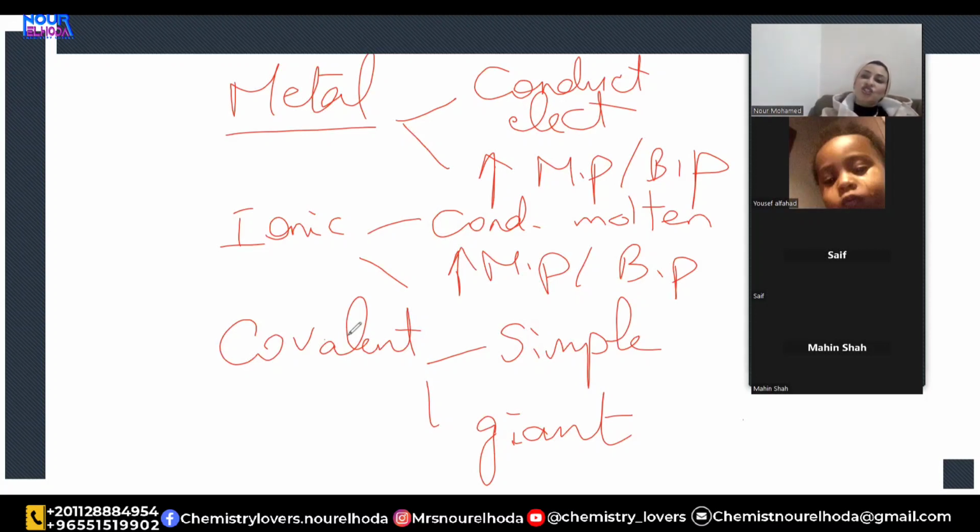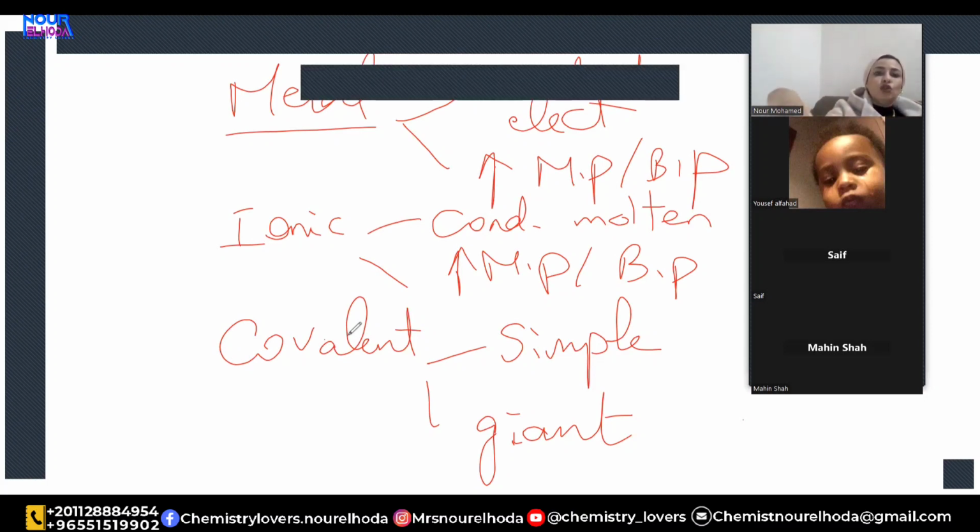طب when do I say it's giant? It's a giant one, a macromolecule, it's big. يبقى this means it has a high melting and boiling point. Okay, is it clear? يبقى covalent compounds, if it is simple covalent, like what simple covalent? Like water, carbon dioxide, methane, ammonia, all of them simple, يبقى this means it has a low melting and boiling point. If it is giant, this means it has a high melting and boiling point.